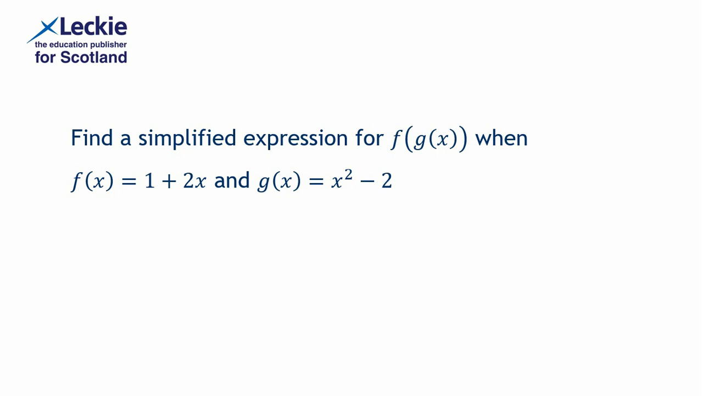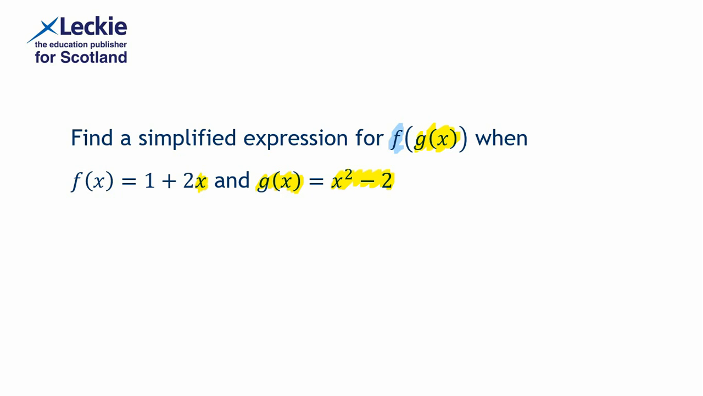So first of all, we can see here we've been asked to find a simplified expression for f of g of x. Now f of g of x is a composite function where the g function, which in this case is x squared minus 2, is actually embedded inside the f function. What that means is that everywhere in the f function that x appears, we're going to replace it with the whole of the g function. So let's see how that actually looks.